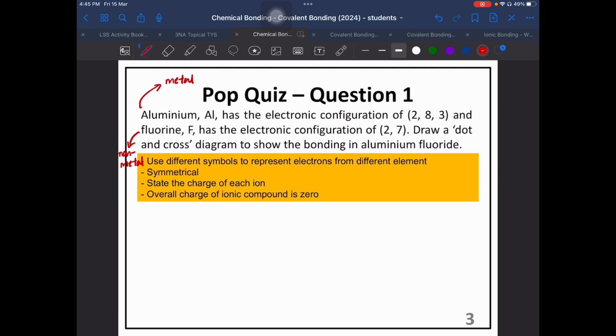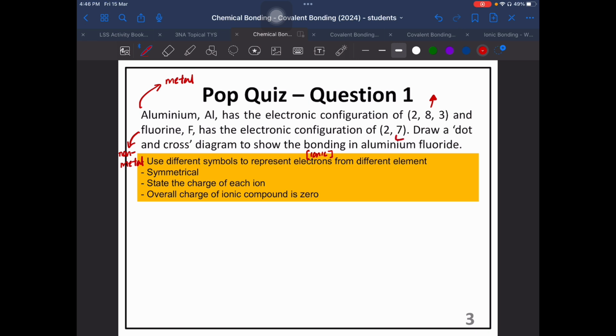Okay, so what can you deduce from here? This is likely going to be an ionic compound. So if it's ionic bonding, that means we must be thinking of ions, right? When we think about ions, we should ask ourselves, how can this aluminium, which is 2.8.3, become stable? What should we do, right? Should we gain 5, or should we lose 3? And if it does so, what will happen?